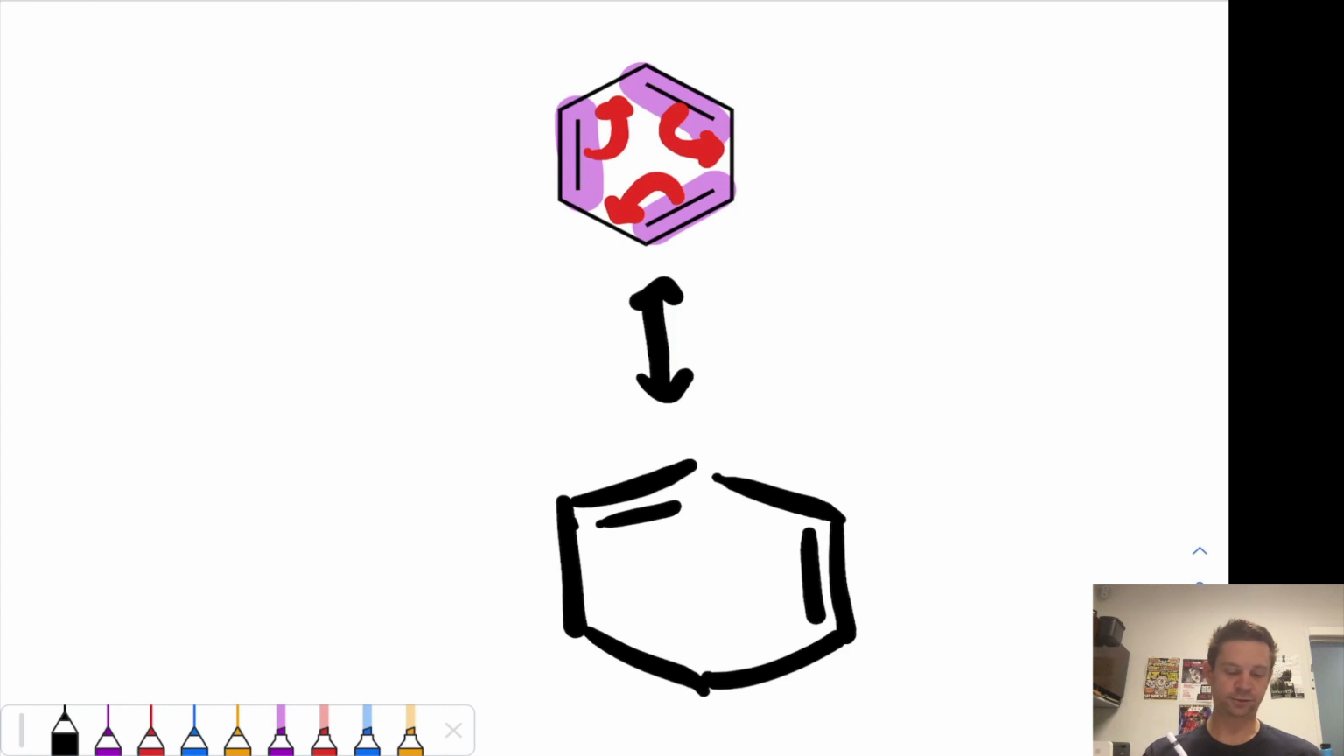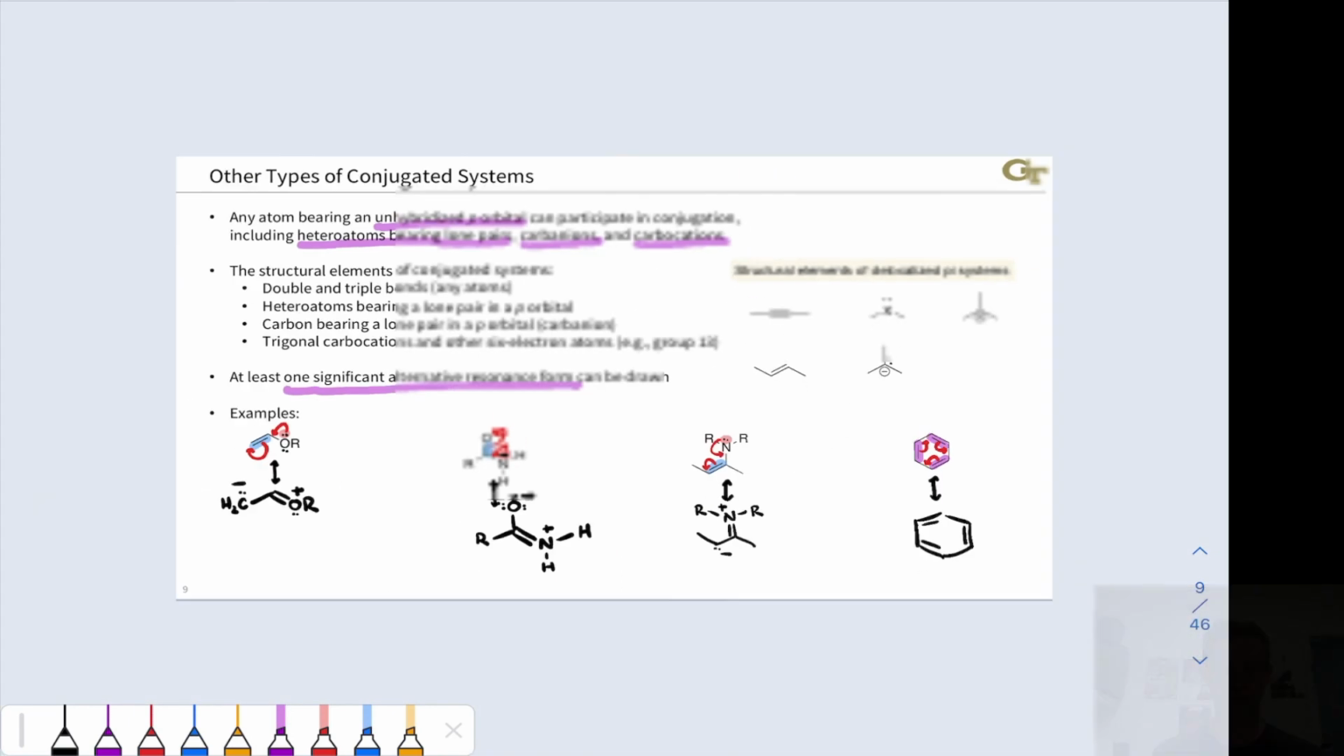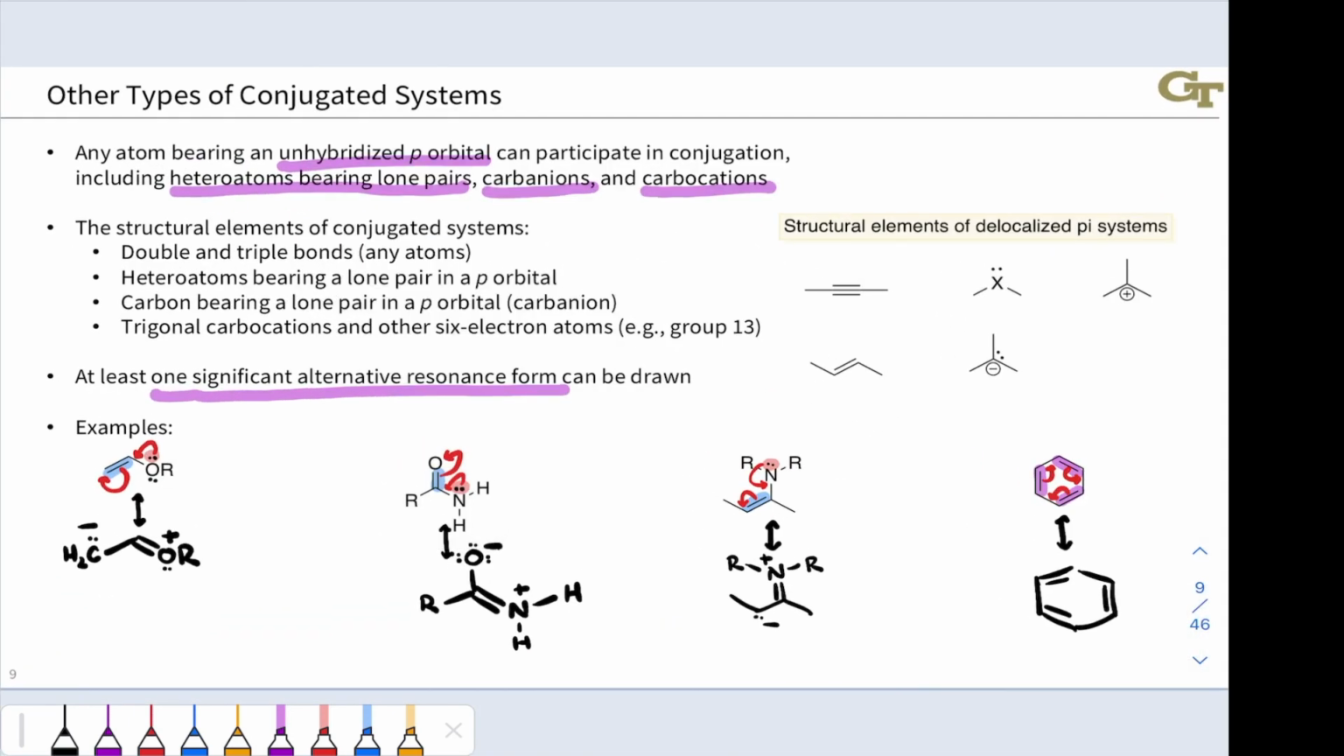And this is a distinct structure from what we started with, and it shows that these electrons we've highlighted in purple, the pi electrons, are really delocalized over all six carbons in benzene. We'll come back to benzene in a big way later in the course, but that's a very important example of resonance in a conjugated system.